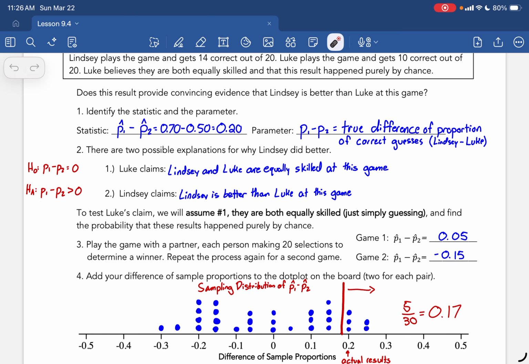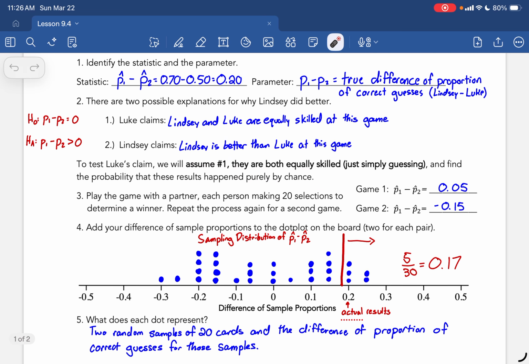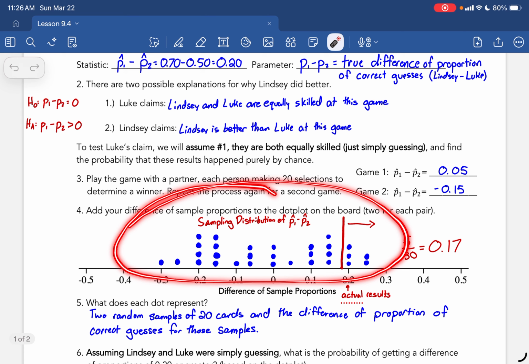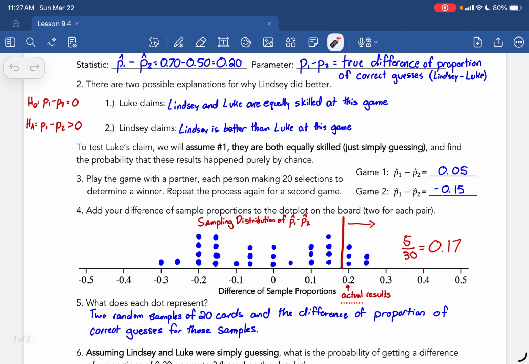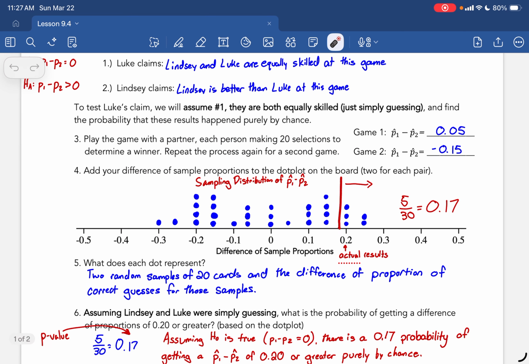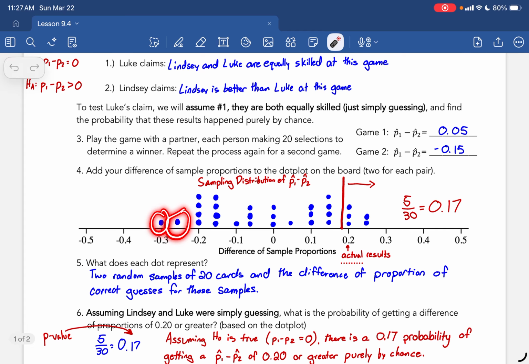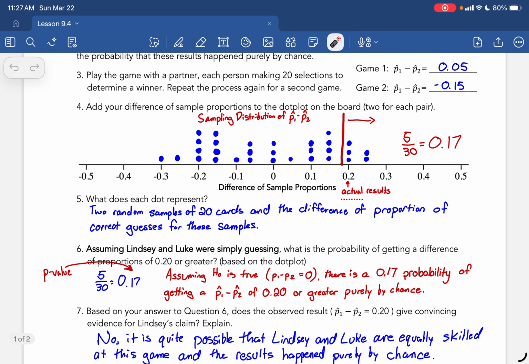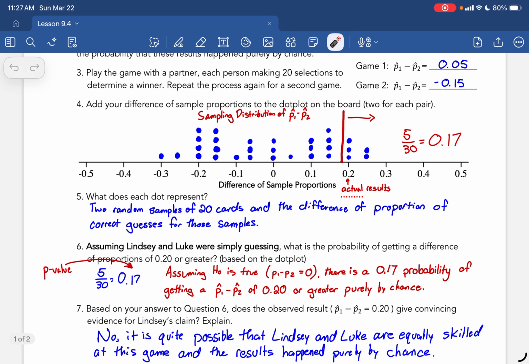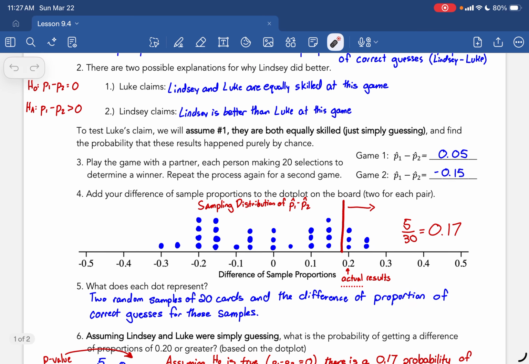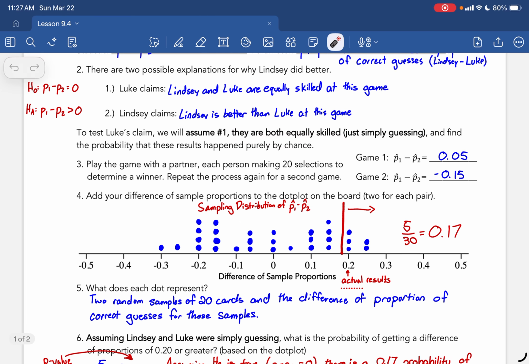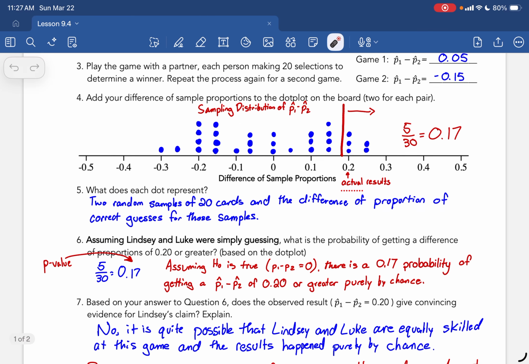Now, what we did is we played the game in class to take some random samples so we could get a dot plot. Now, this is when I did it myself, taking 30 different samples. You'll see each dot just represents two random samples and the difference of proportionate correct guesses from those samples. Now, we always are going to look at assuming that Lindsay and Luke were simply guessing. In other words here, that they're equally skilled, which is our null, saying that they're equally skilled.